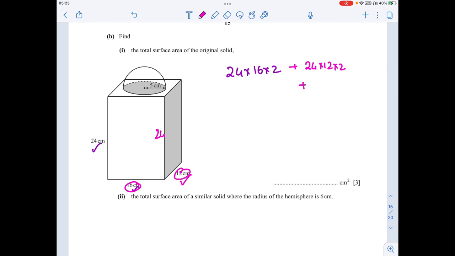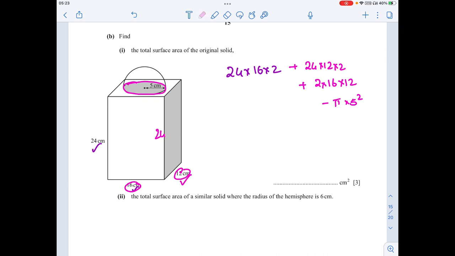16 times 12. 2 times 16 times 12. But at the bottom, this part is what is covered. So therefore, we have to subtract it out. Minus pi r square. Minus pi times r square. This is going to be the answer.